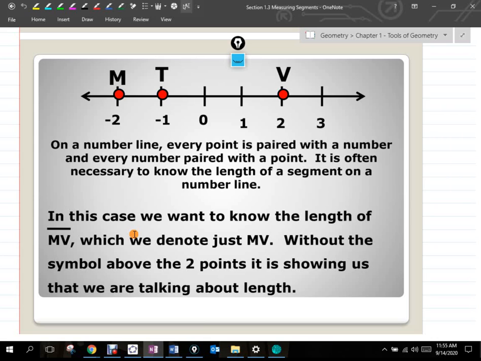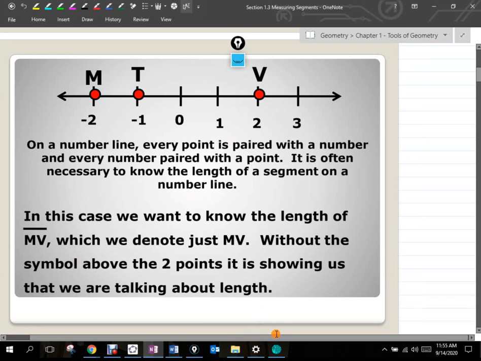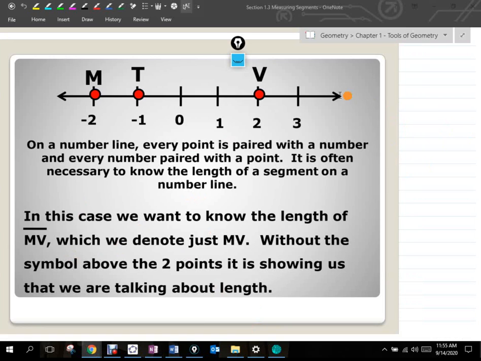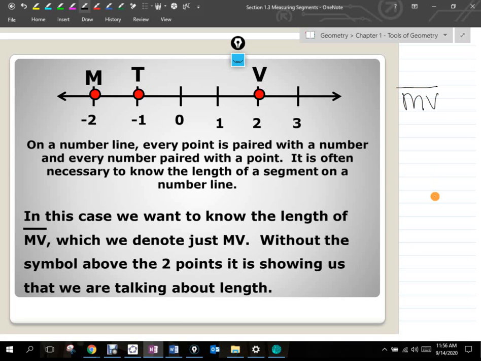If I want to measure the length of something, just notation-wise, and this is what this is saying down here at the bottom, and this is something we're just going to have to get accustomed to: if I say MV with a segment symbol over it, I am talking about a shape. I'm talking about segment MV, and there is no number or anything like that that should be attached to that. It's a segment. It's an image. It's a shape.